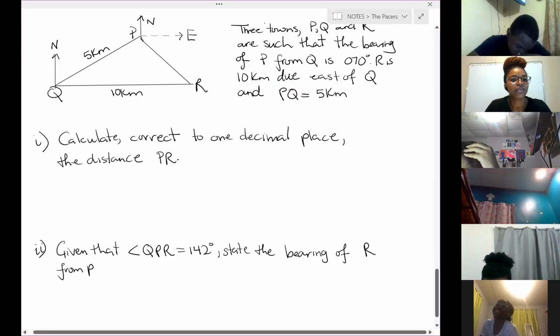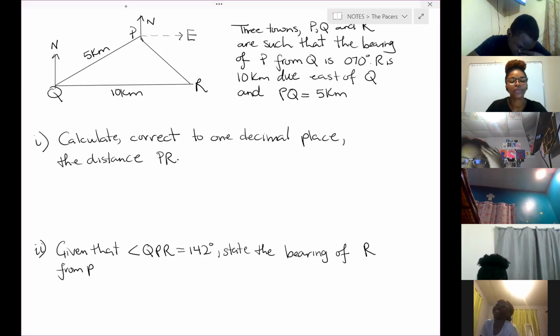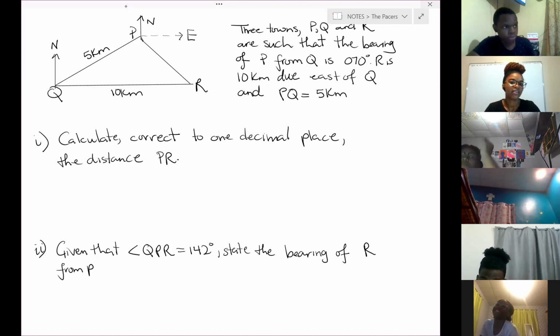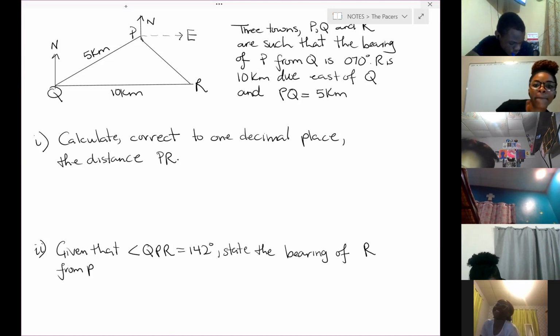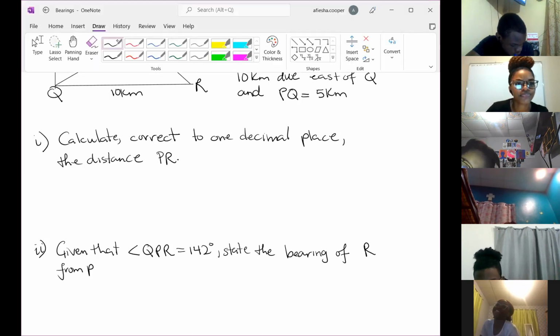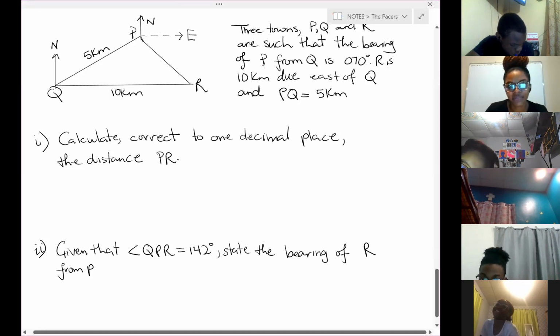Three towns, P, Q, and R. P at the top, Q at the bottom, R to the right of Q, such that the bearing of P from Q is 70 degrees, and R is 10 kilometers due east. So we have the 10 and we have PQ is 5 km. We have that in. The only part we don't have in is the bearing of P from Q, which is 70 degrees. So where do we put that in?